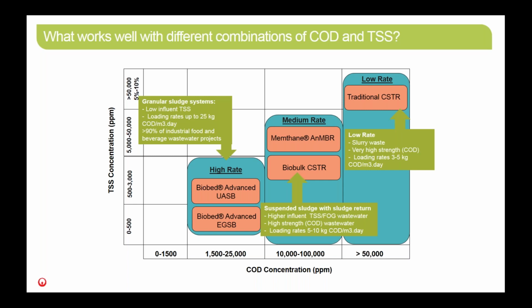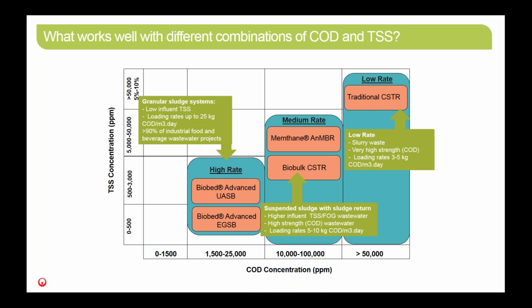If you're looking for more of a TSS or FOG reduction, then you need to go to longer retention times in your system, and that's where we get into the medium and low rate technologies. They're for higher influent TSS and FOGs. You can have FOGs that are up to 500, 1,000, 2,000 ppm. You can have TSS concentrations that sometimes go all the way up to 1 or 2%, 10 to 20,000 ppm.